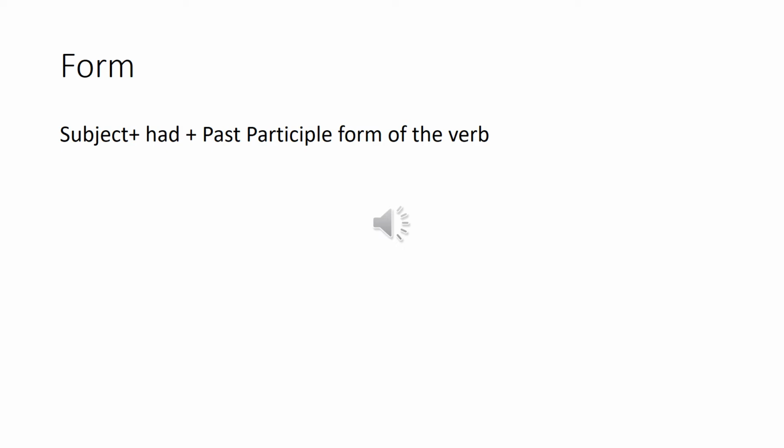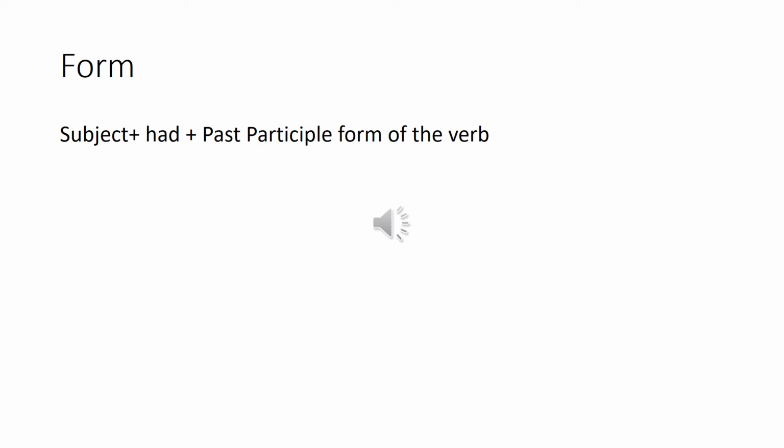In present perfect we have two, has and have. With singular subjects we use has, and with plural we use have. But here we have only one, that's the past form of has, that's had. Okay, and after that, the past participle form of the verb, or we can say the third form of the verb.